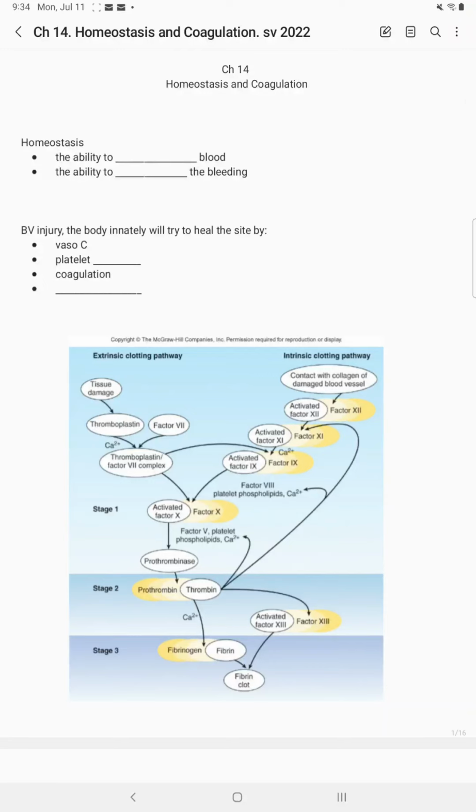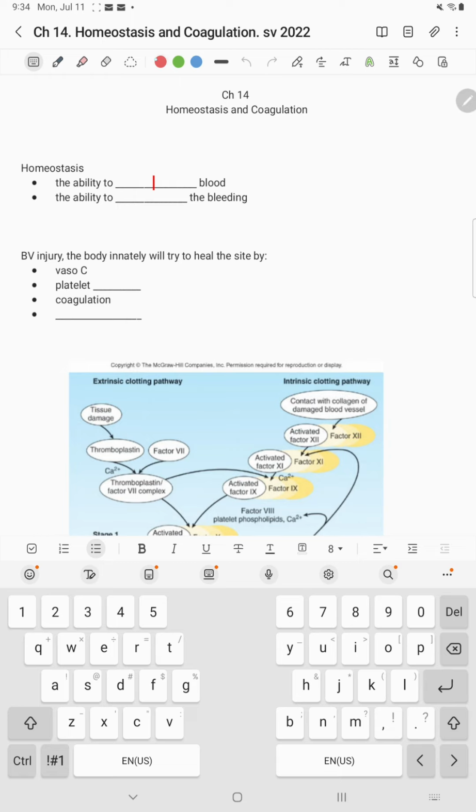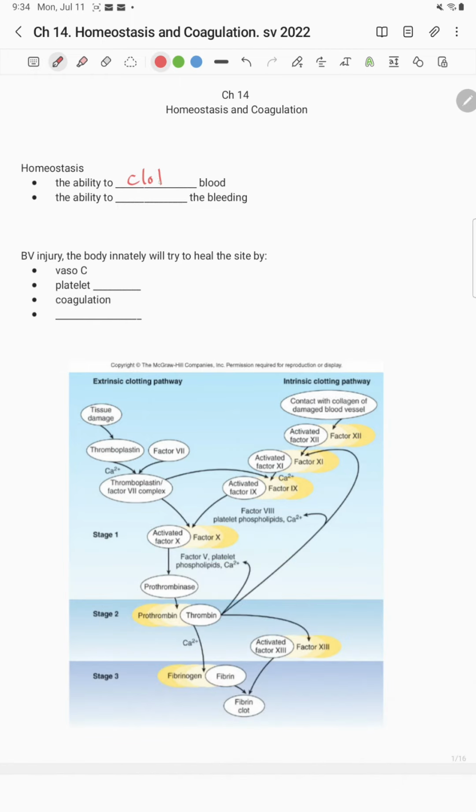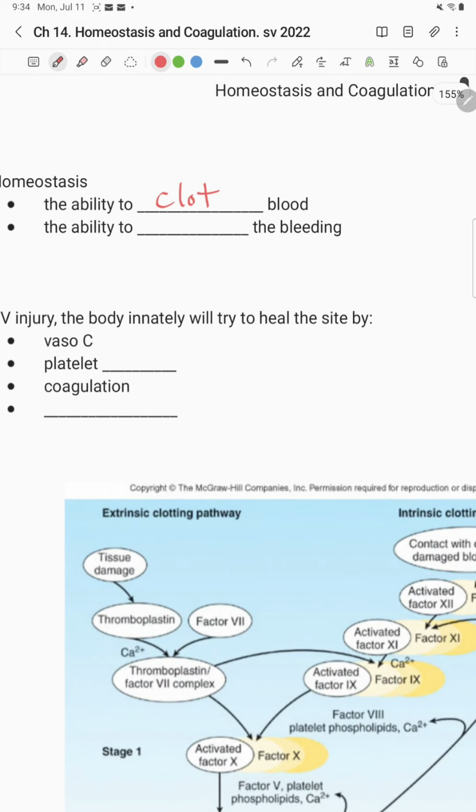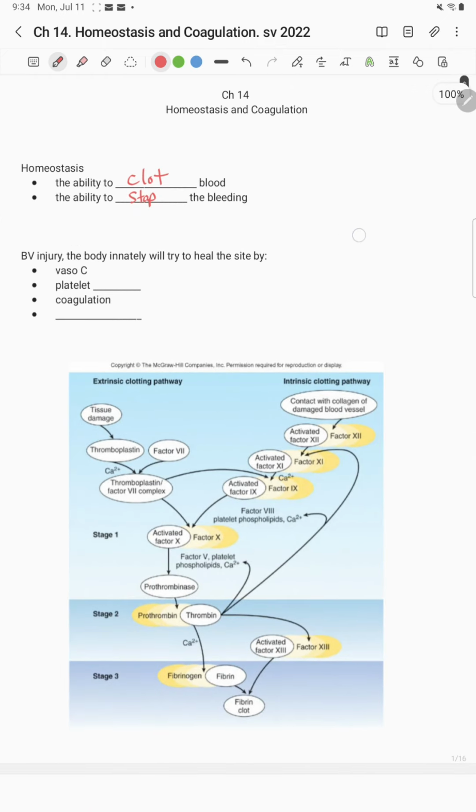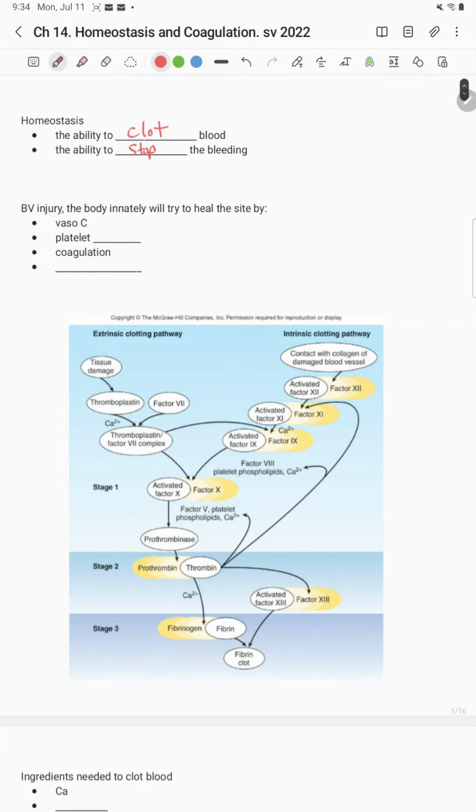Okay, this is chapter 14, Homeostasis and Coagulation. So the homeostasis part is the body's ability to clot blood. Okay, this would be healthy forms of clotting, and the ability to stop the bleeding. So if you get hurt, you want your body to have the ability to stop the bleeding.